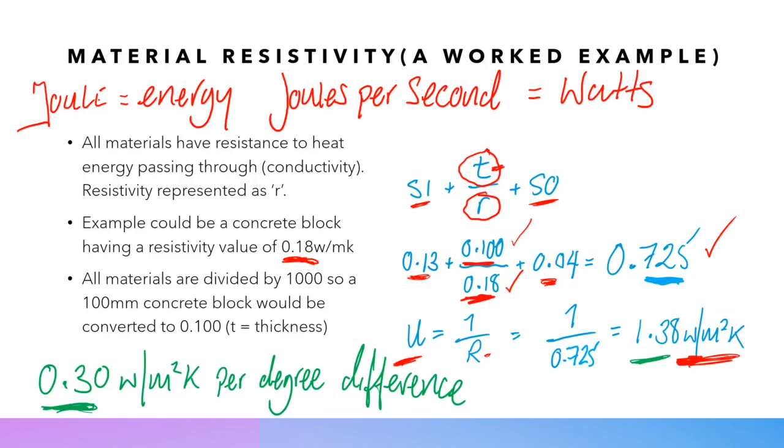So 0.3 watts, and it's per degree difference. So for every square meter, no more than 0.3 watts is allowed to pass through that square meter of wall per degree difference. So if it's 20 degrees inside and 19 degrees outside, it'll be 0.3 times the temperature difference.